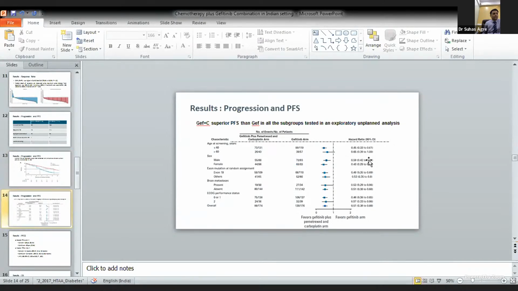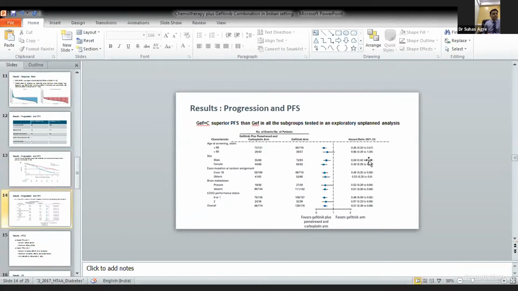So when we see the subgroup analysis also, the subgroups favored the gefitinib and chemotherapy arm as compared to gefitinib alone. We can see the different subgroups going in favor of this particular combination only. When we see the PFS2, the second progression event, the median PFS2 time was almost 14 months versus 23 months with a significant hazard ratio of 0.69.